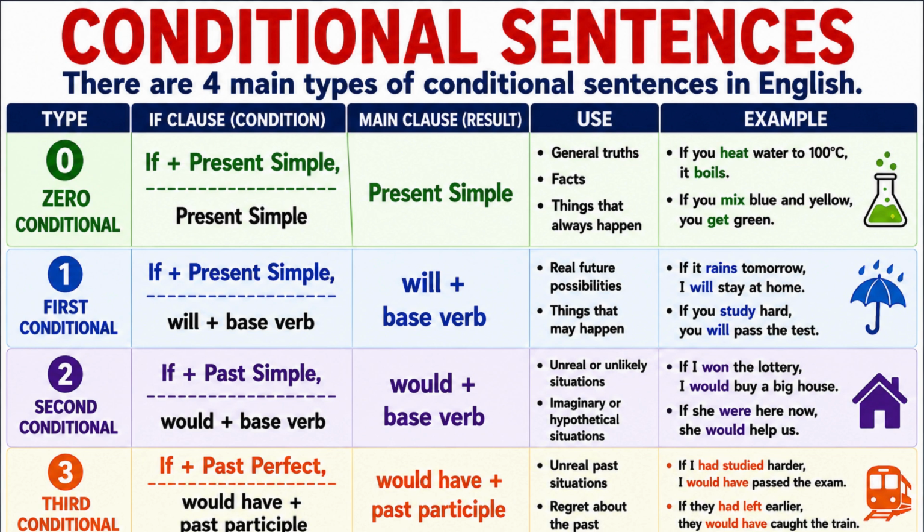Quick comparison. Zero conditional. If you heat ice, it melts. Facts and general truths. First conditional. If it rains tomorrow, I will stay home. A real future possibility. Second conditional. If I were rich, I would travel around the world. An imaginary or unlikely situation. Third conditional. If I had studied harder, I would have passed the exam. A past situation that cannot be changed.